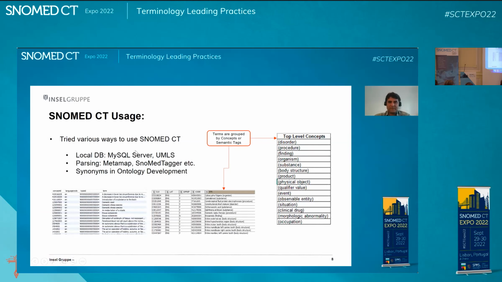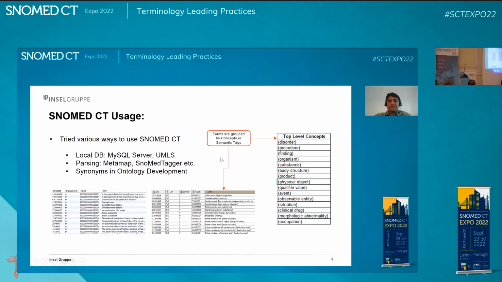We have also done some work in ontology development, in multiple sclerosis ontology development, and retrieving the synonyms of concepts available in SNOMED. On the right side, you can see the version of SNOMED loaded from UMLS with different columns like SCUI, which is the concept identifier, and code and so forth.